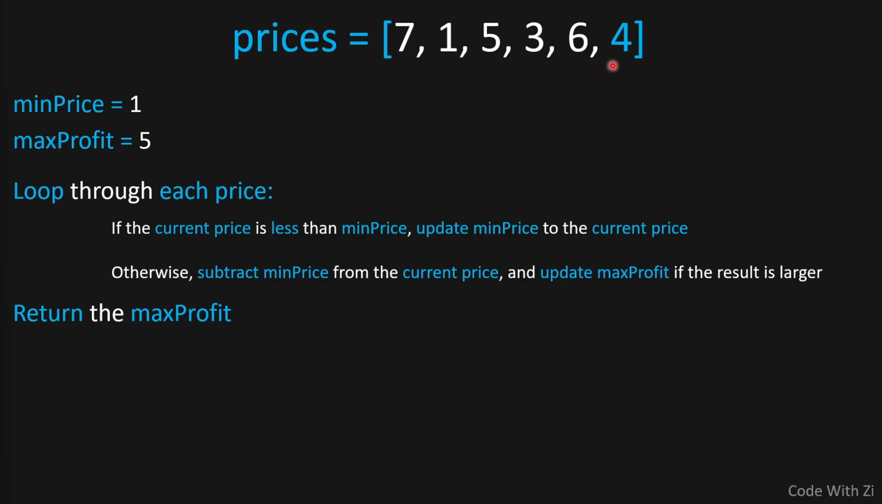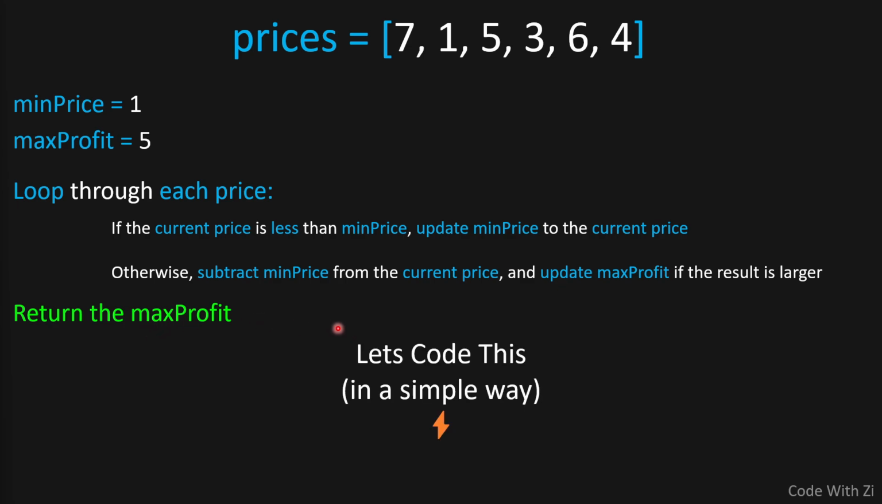In this round, our number is 4, and we're gonna check if the current price is less than the min price. Well, is 4 less than 1? Nope. So we're gonna ignore this if statement entirely, and we're gonna check if we subtract the min price from the current price, meaning if we do 4 minus 1, that's gonna give us 3. Is that gonna be greater than 5? Nope, not really. Okay, so we're gonna ignore it, and that's gonna be it. We're gonna be done with our loop, and then at the end, we're gonna return our max profit, like so.